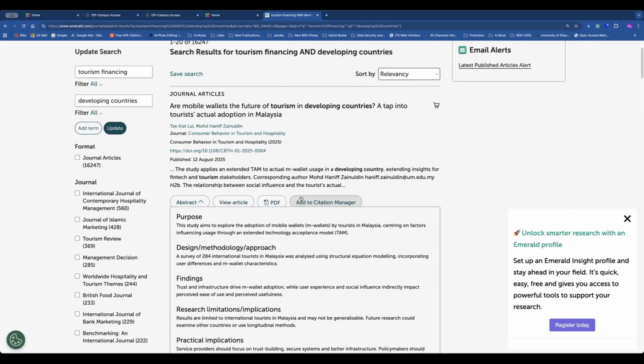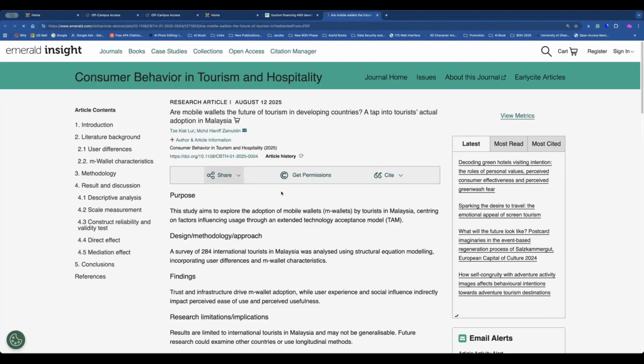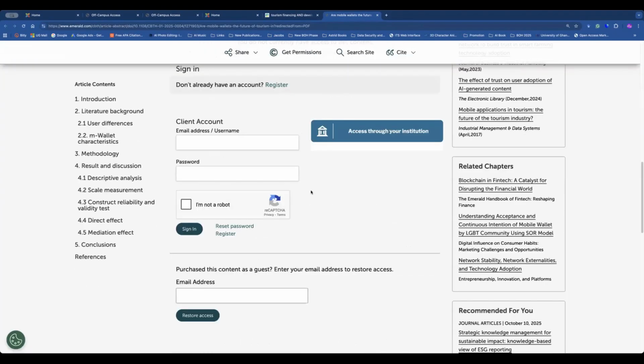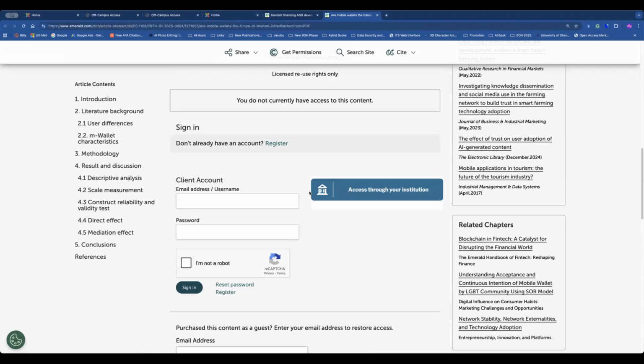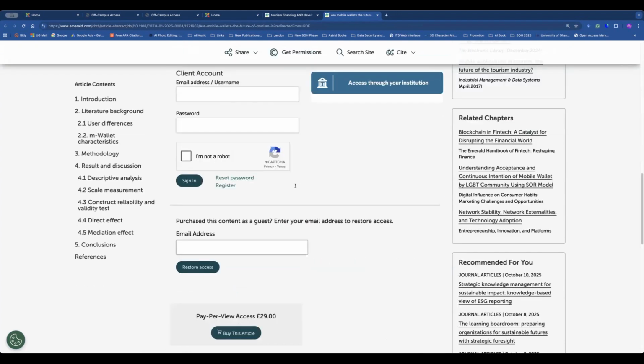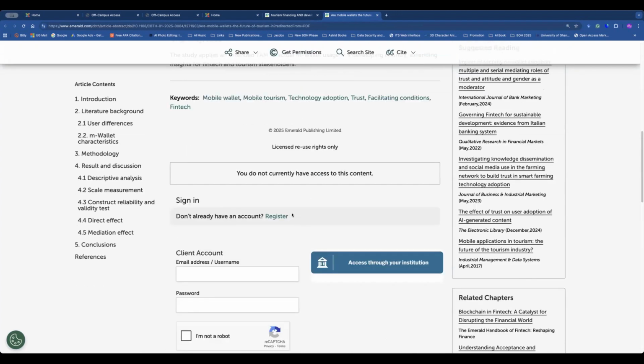And if you have created an account, you can add it to your citation manager, so you can always retrieve it. Then you can download the PDF. If the journal article is available for free, it will download. If it's not available for free, then you need to get permission. So it looks like this one is not available for free. Okay, so I can read the abstract, but I cannot download it because I've not got the institutional access.